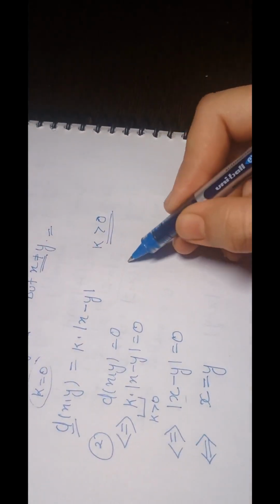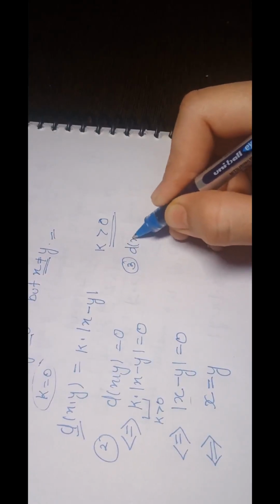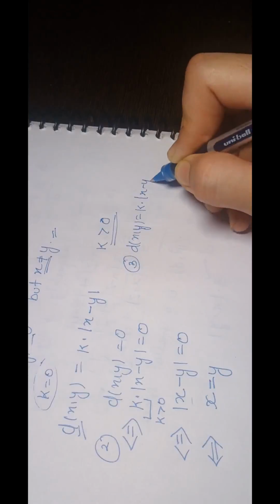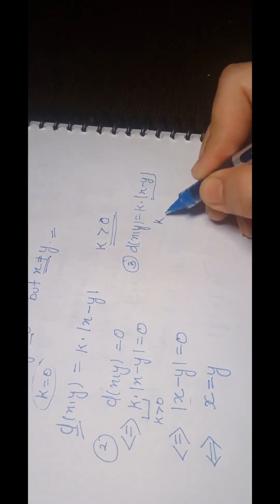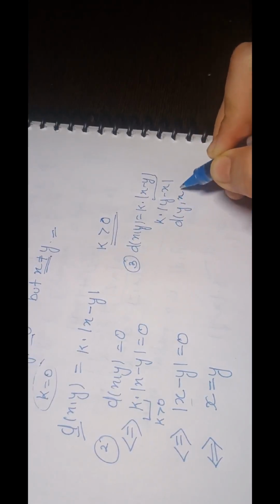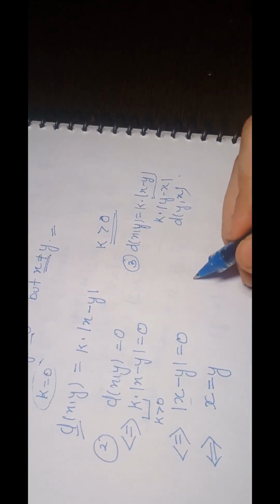Now the third condition, that is symmetry. d of xy is k times mod of x minus y. This is the usual metric, which is symmetric. We can write it as k times mod of y minus x, and this is d of yx. So symmetry holds for every x and y belonging to R.